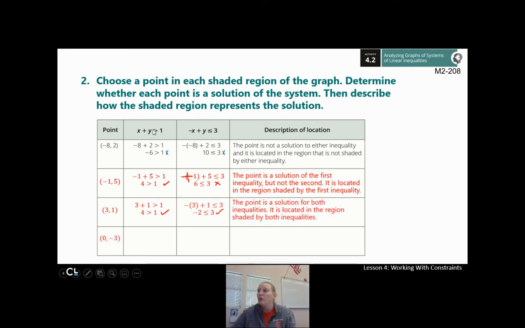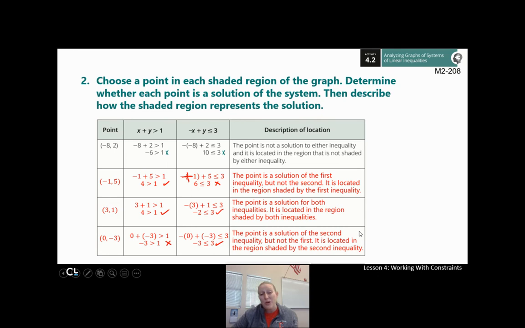So when I picked 0, negative 3, that means I have 0 plus a negative 3, which is negative 3. Negative 3 is not greater than 1. That's no good. Let's take a look at our second one then. Negative 0 plus a negative 3. Well, negative 0 is 0, and negative 3 is negative 3. Negative 3 is less than or equal to 3. So good job, well done. As you can see, the point is a solution for the second inequality, but not the first. And it is located in the region shaded by the second inequality, right? It was in the green only region down the bottom there.